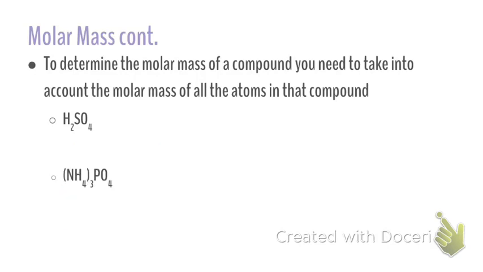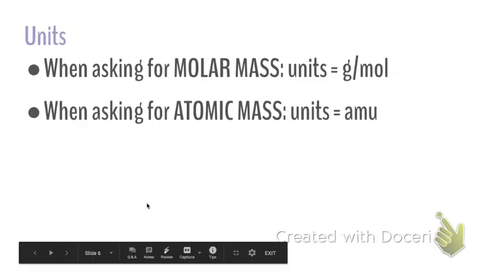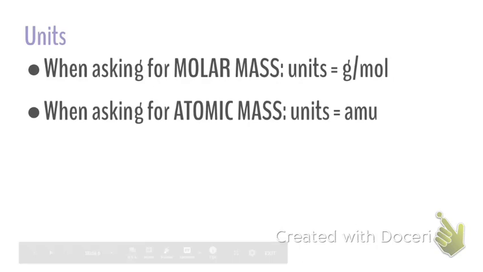This one's a little bit more complex. Do that one on your own. What do we have? 149 grams per mole. Okay, good. We talked about this already. When we ask for molar mass, our units are grams per mole. Atomic mass is AMU.